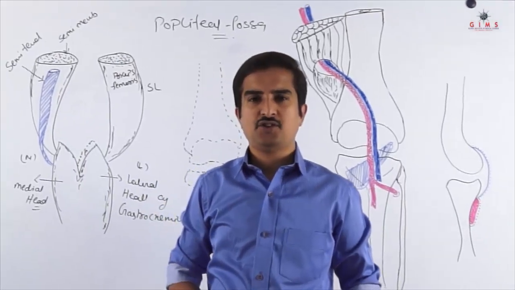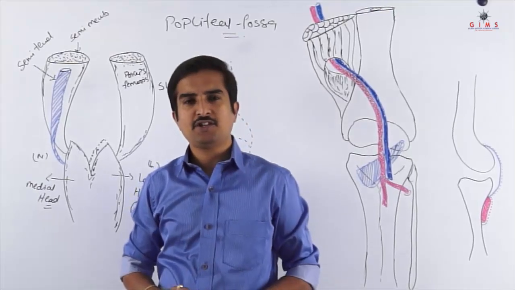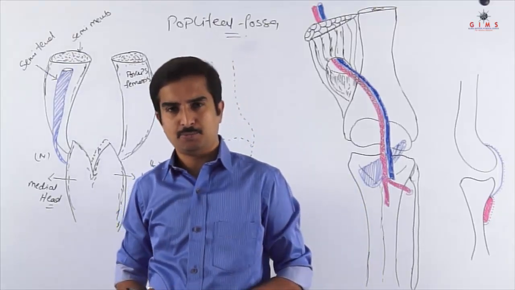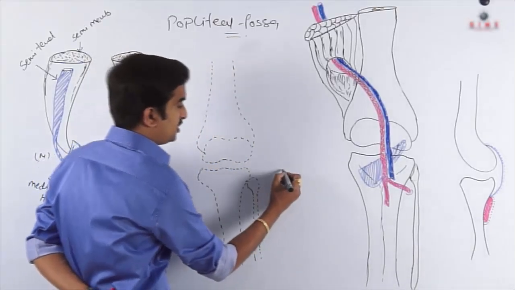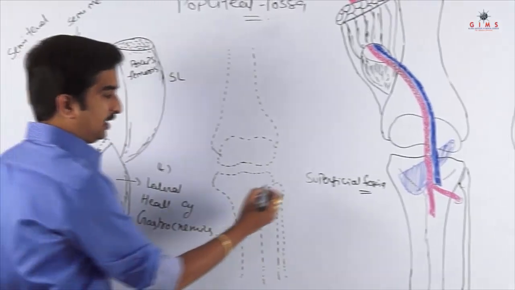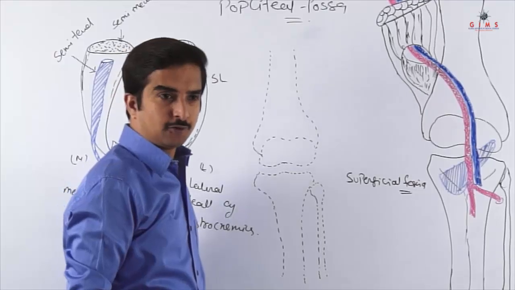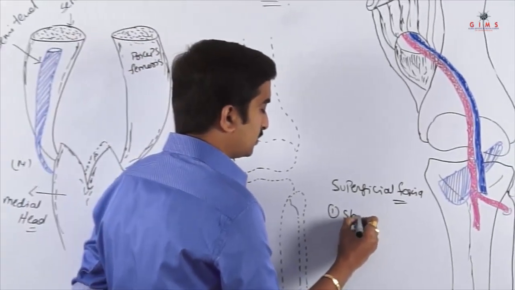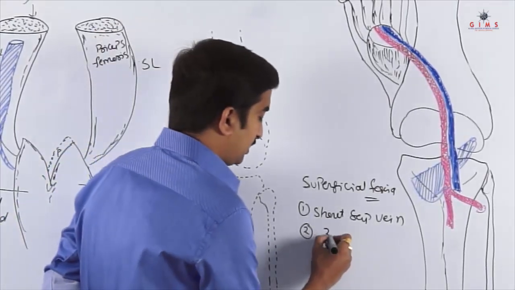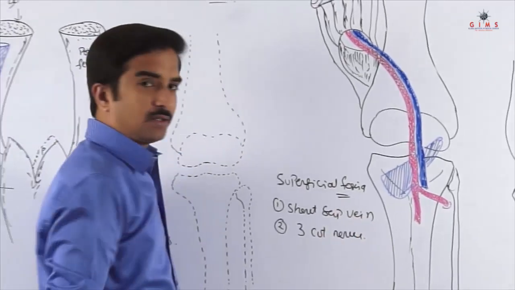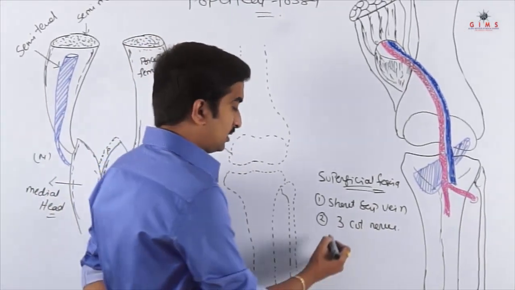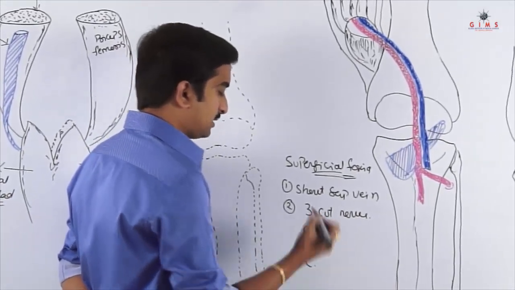The superficial fascia which is covering the popliteal fossa contains the short saphenous vein and three cutaneous nerves. These structures are very important to know. What are the contents of the superficial fascia here? Mainly it contains the short saphenous vein, and second, it contains three important cutaneous nerves. So what are the three cutaneous nerves? We will see A, B and C.